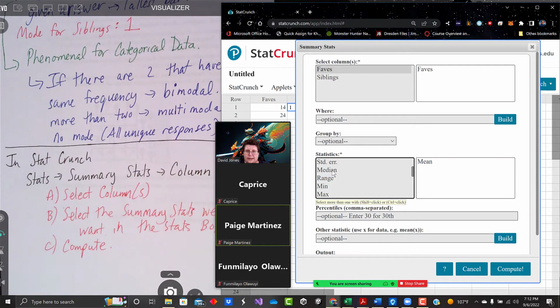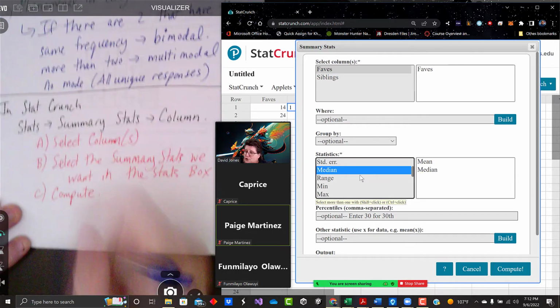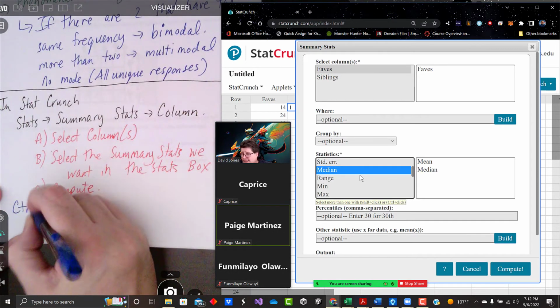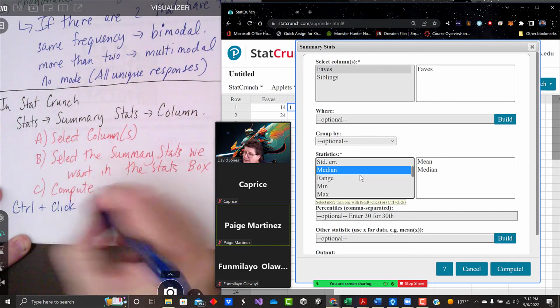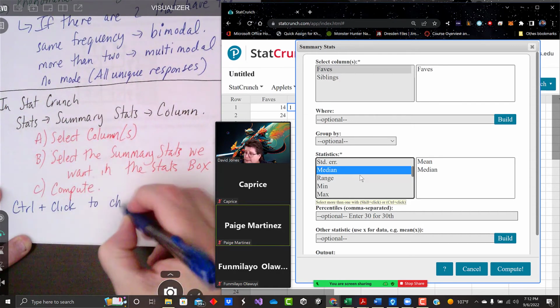I'm going to hold down the control key. I think it's your Apple key on Apple. I'm not certain. If you hold down the control key while you click another value, it will add it without adding all the values in the middle. Okay, this is handy. So control plus click to choose more than one.